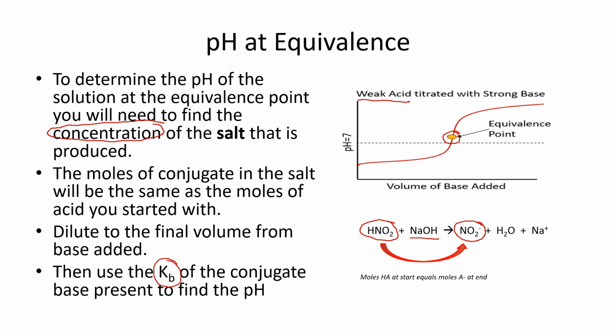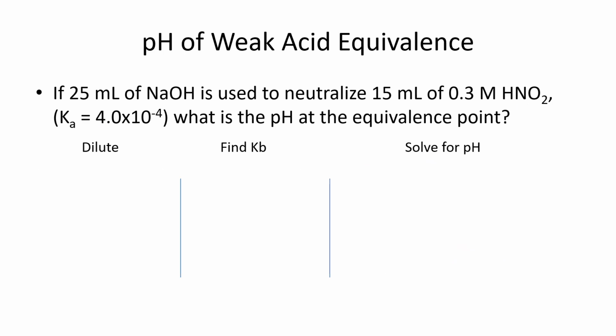when you have neutralized all of the acid. So what we need is the concentration of that acid and then the Kb. So you need Kb and you need the concentration, and then you can work out the pH. All right, so let's work out the pH at the equivalence point for this example.